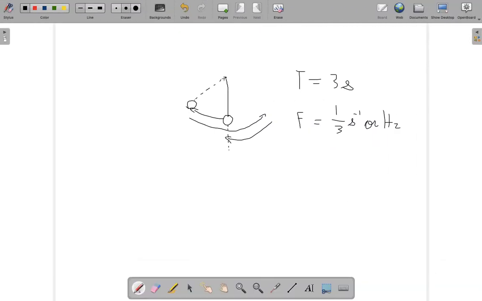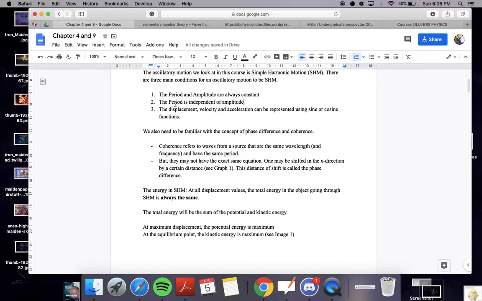Which means this pendulum will always go till here at max. It'll never cross it, it'll never go behind it, like it'll never come over here, nor will it ever come over here. It will always reach till here, and it will always take 3 seconds to complete this. That's the first condition for anything that's undergoing simple harmonic motion.